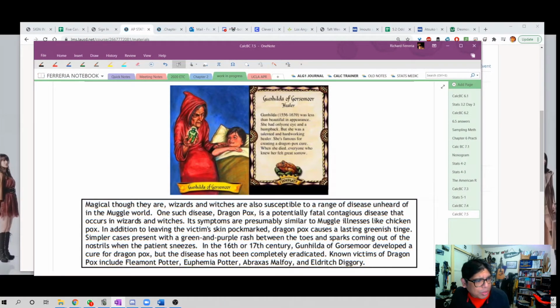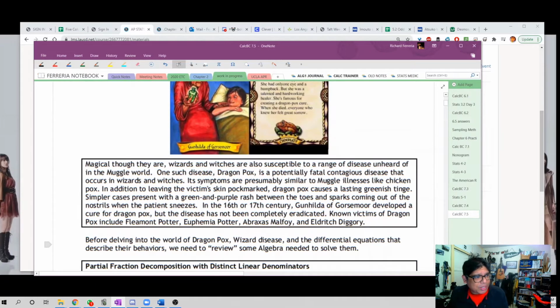Here's more about diseases, and the disease that we're going to be concerning ourselves with is something called dragonpox, which is a potentially fatal contagious disease that occurs in wizards and witches. Its symptoms are presumably similar to the muggle illnesses like chickenpox, and then it goes on to have some symptoms of this.